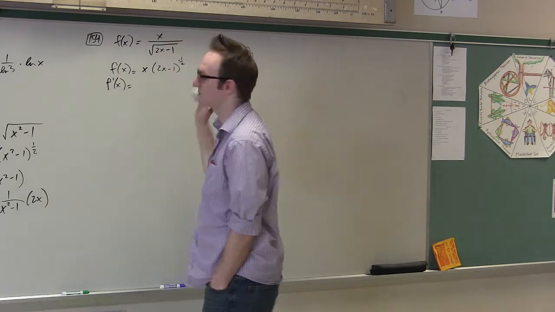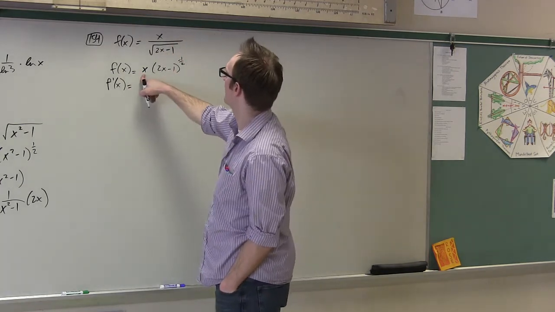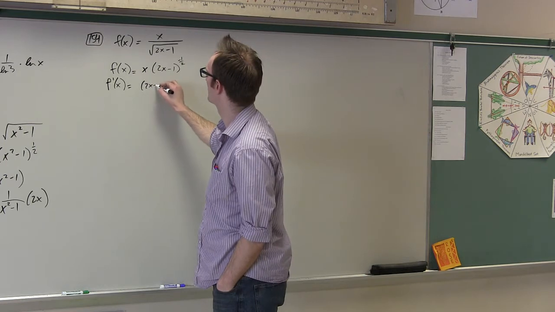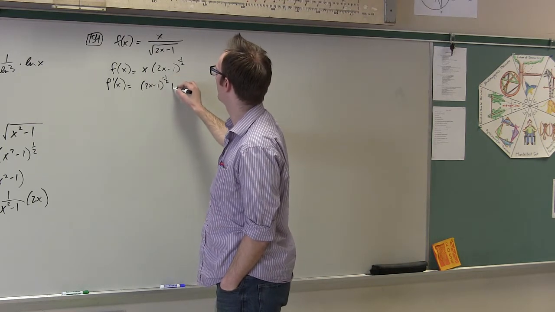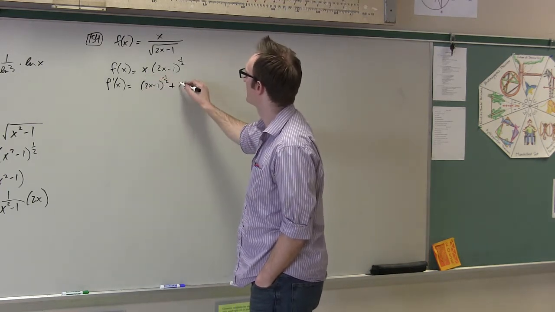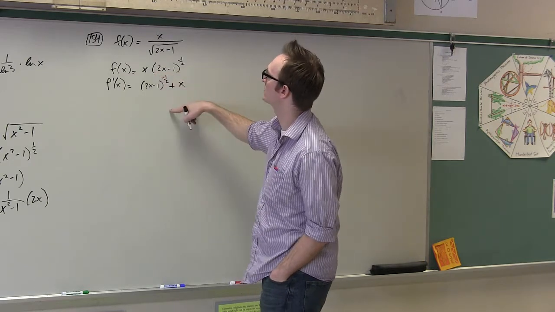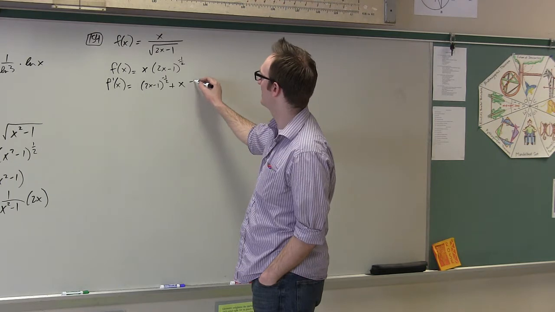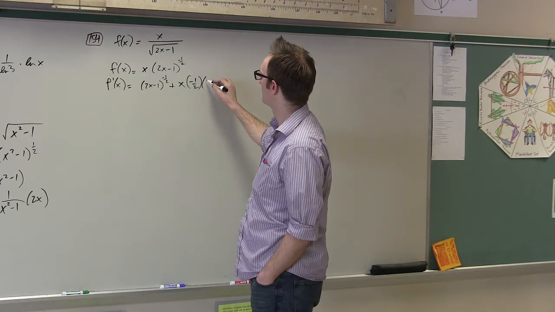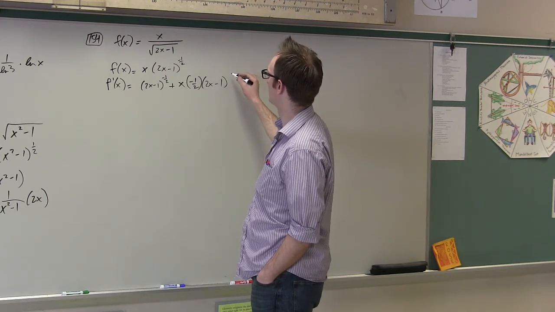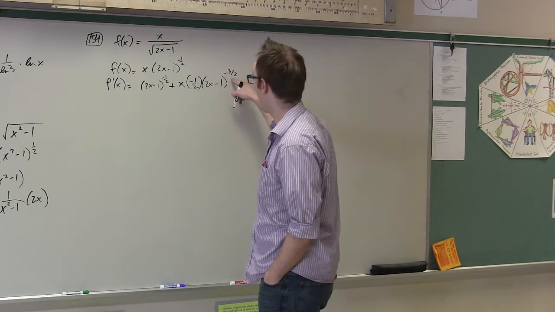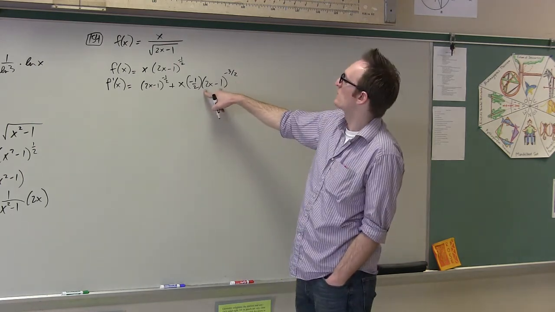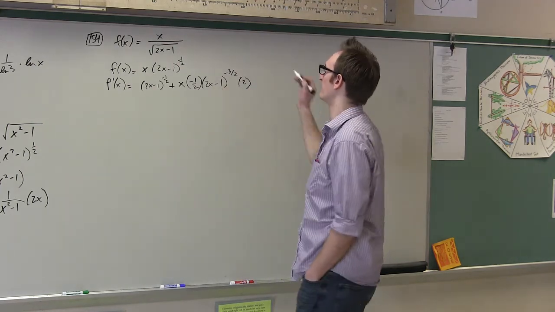So now we take the derivative just using the product rule. Derivative of the first times the second plus the first times the derivative of the second. And what's the derivative of 2x minus 1 to the negative 1/2? It's going to be negative 1/2, 2x minus 1 to the negative 3/2, back inside for the derivative of 2x minus 1, which is 2.